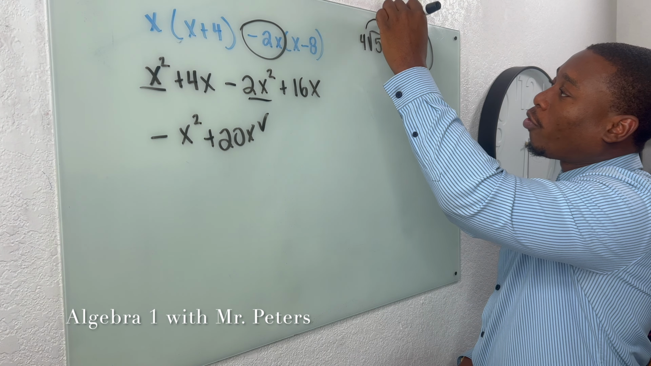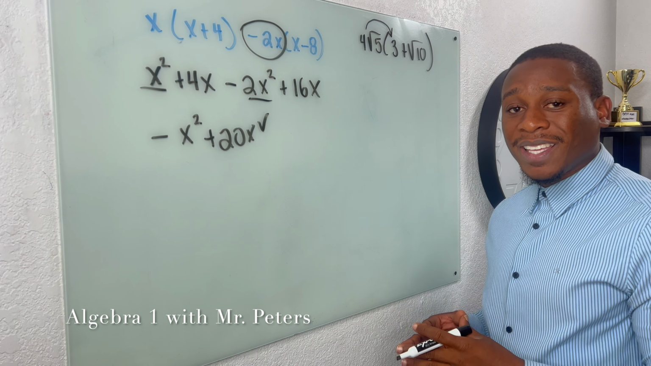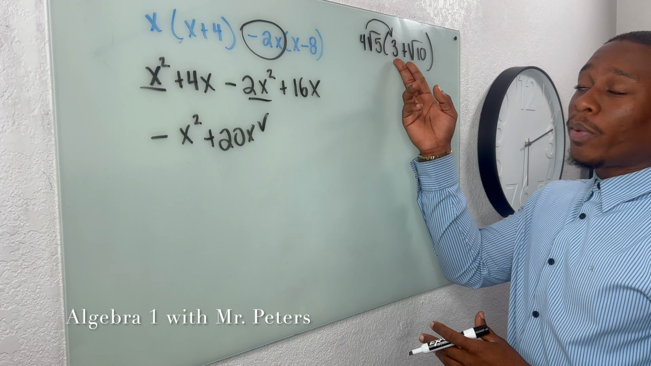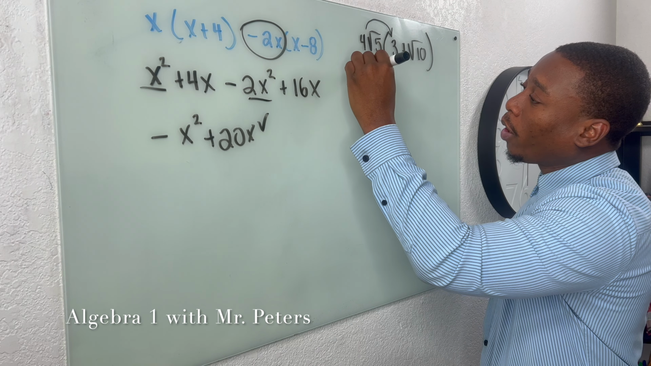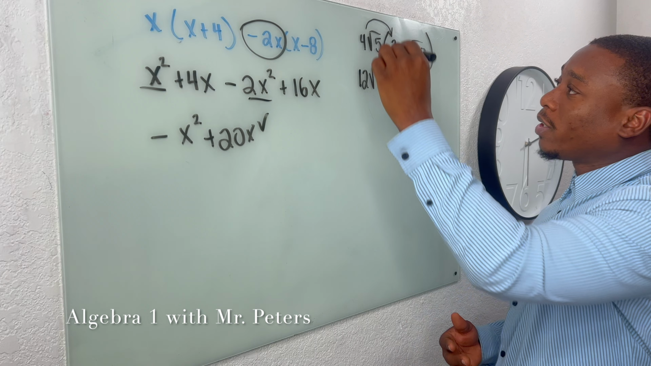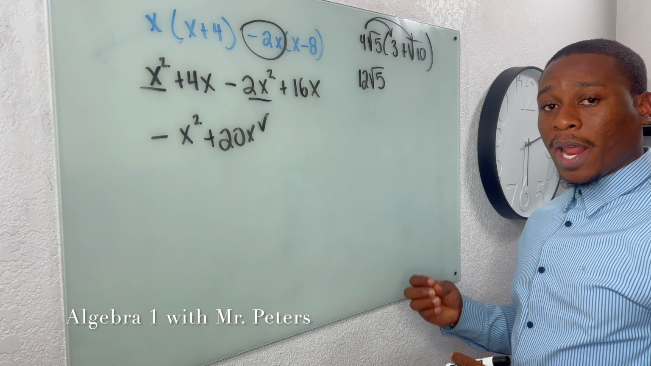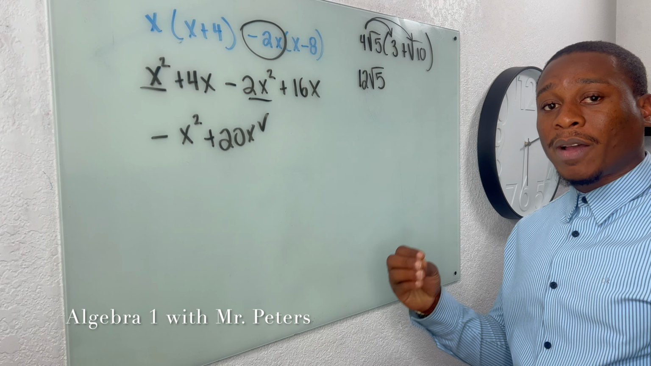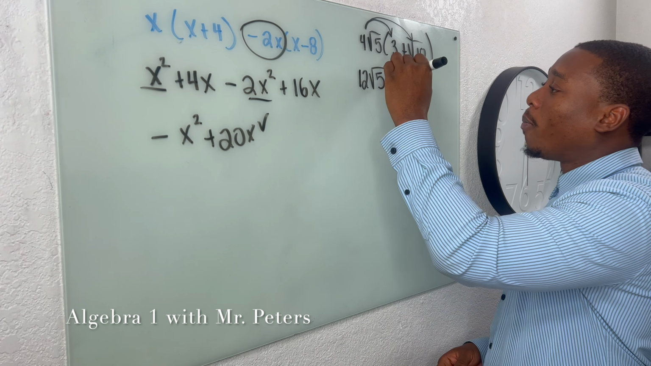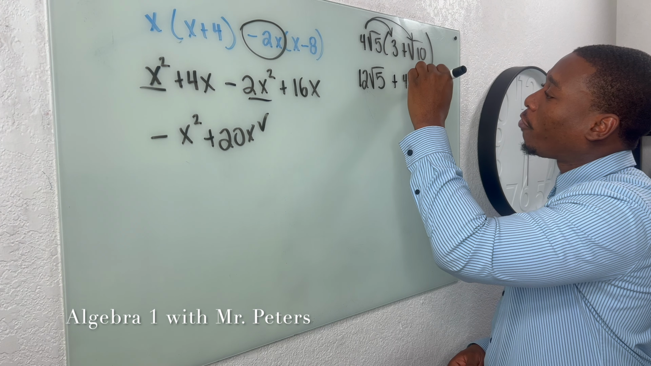So when I multiply 4 radical 5 times 3, the radical 5 is going to stay the same because there's no other radical to multiply it with. So we'll get 12 radical 5. And then when I repeat this step and multiply 4 radical 5 by radical 10, now I'm going to make sure I multiply radical 5 and radical 10 together, but my 4 will stay the same. So I'm going to have 4 radical 50.